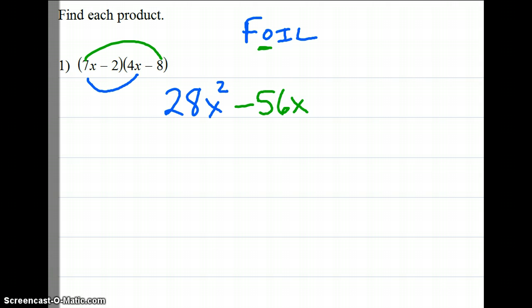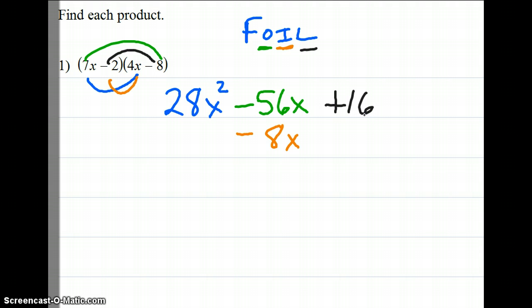We use the I for the inside terms, the innards. A negative 2 times 4x is a minus 8x. And then we use the L for the last terms. A negative 2 times a negative 8 is a positive 16.